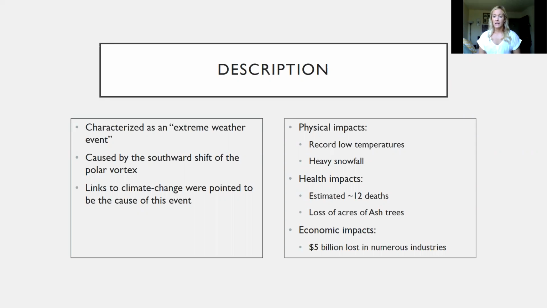There were environmental health impacts, such as the loss of acres of ash trees, which is primarily just the loss of habitat for wildlife and obviously a shift in environmental factors for all habitat involved. The economic impacts were estimated to be about $5 billion, lost in numerous industries, emergency preparedness and response across the region.